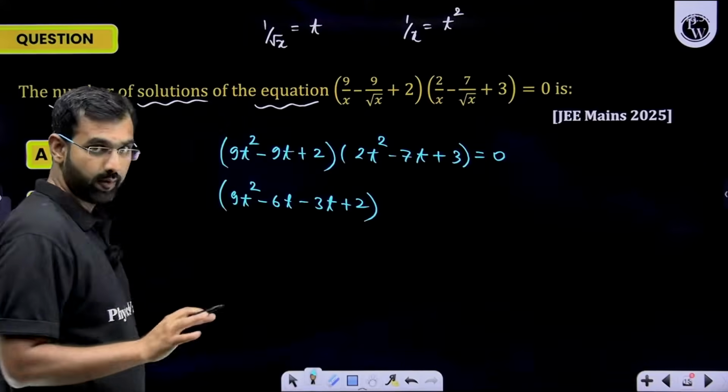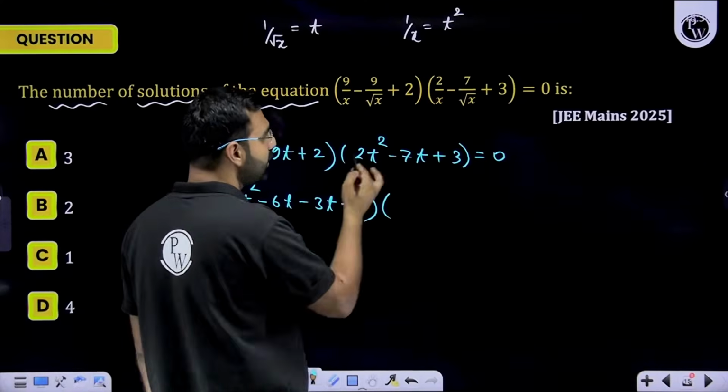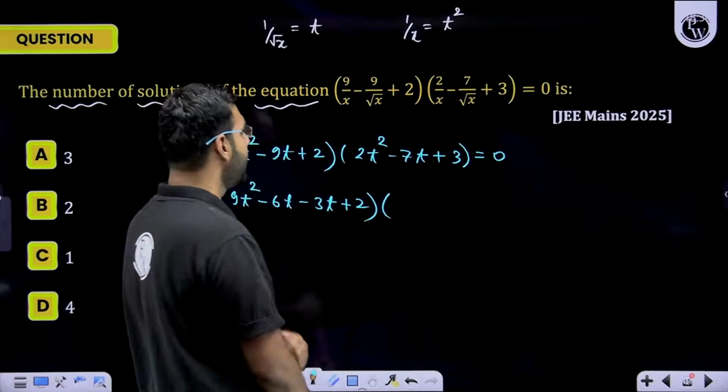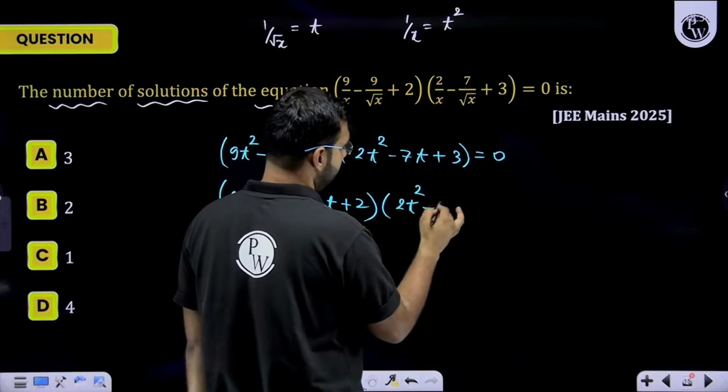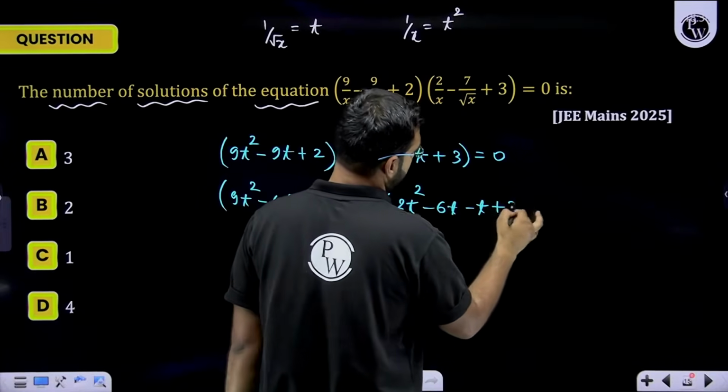Everyone comfortable with whatever I'm doing here? Now this next part here, 3 into 2 is 6. So I think minus 6 and minus 1. So that gives you 2t square minus 6t minus t plus 3 is equal to 0.